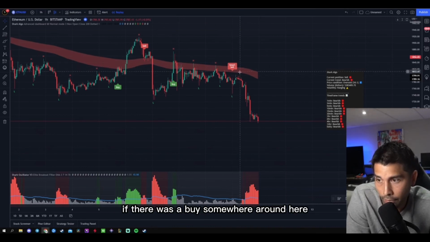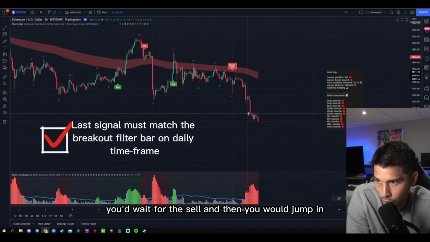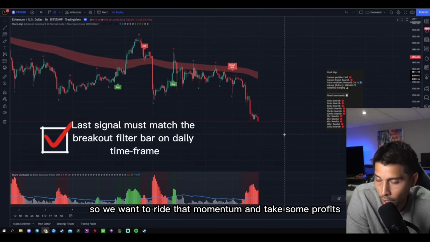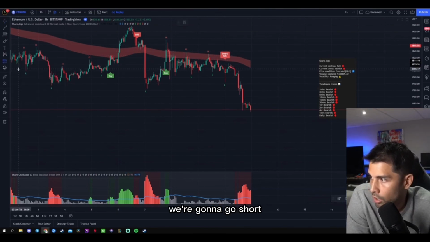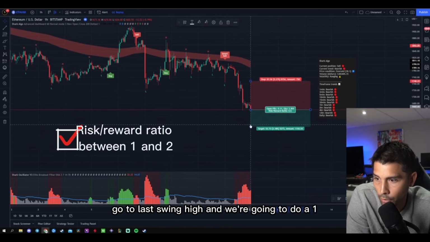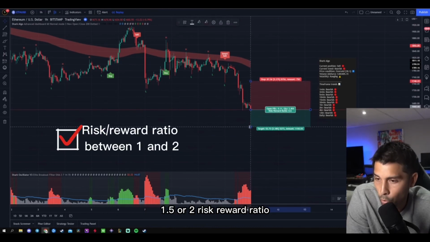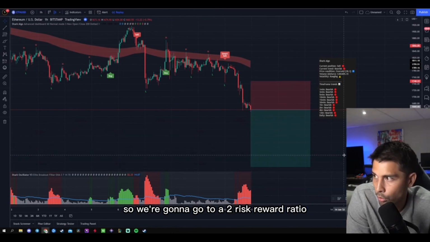Again, just to clarify, if there was a buy somewhere around here, the last signal was a buy on the 1 hour, you'd wait for the sell and then you would jump in. But we're already in a sell, so we want to ride that momentum and take some profits. So what we're going to do, we're going to go short, enter our position, go to the last swing high, and we're going to do a 1.5 or 2 risk reward ratio, guys. All right, so we're going to go to a 2 risk reward ratio.